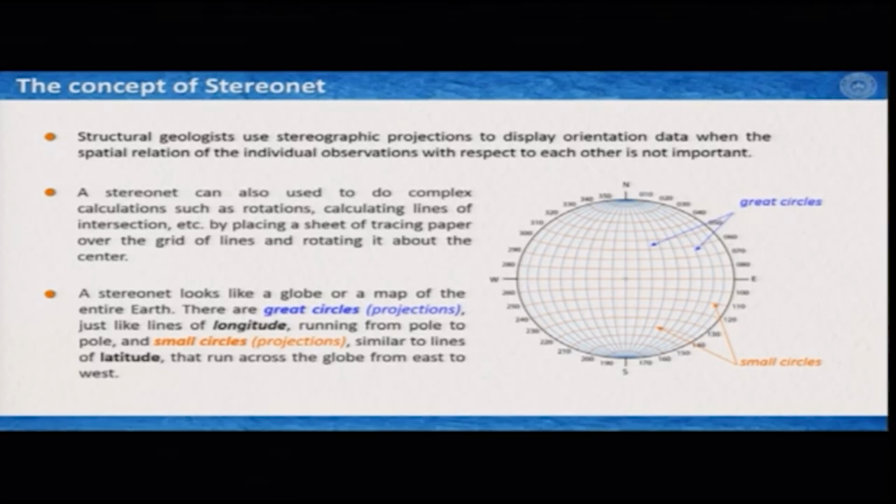So, in general, what we generally see in a stereonet essentially looks like the globe in plane, and it has some grids. There are some vertical grids and there are some horizontal grids. The vertical grids are known as great circles, and are very analogous to what we call longitudes, running from one pole to another pole. And then there are some small circles that run from east to west of this circle. So, in this image, the great circles are marked by blue color and small circles are marked by orange color.